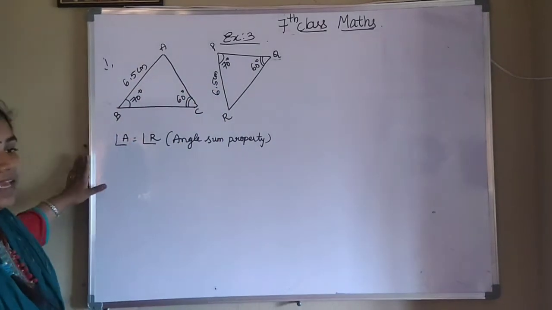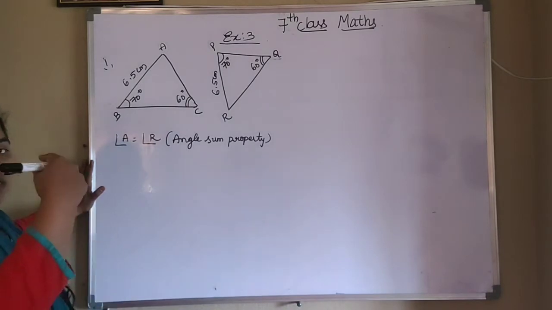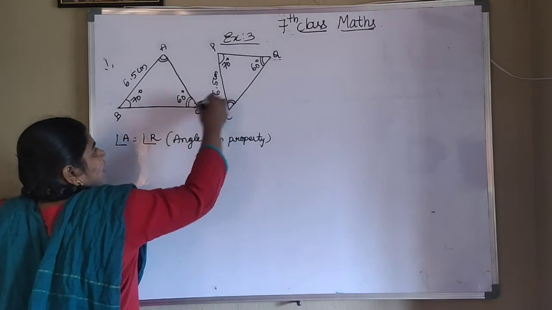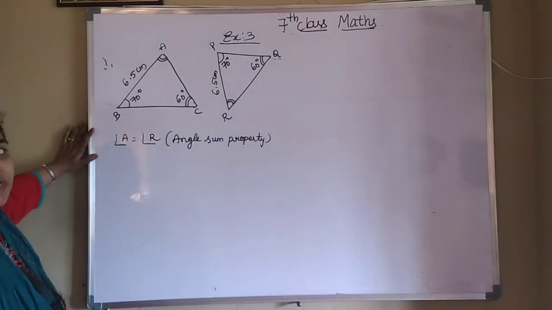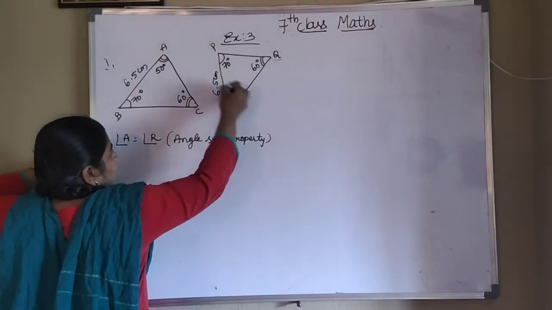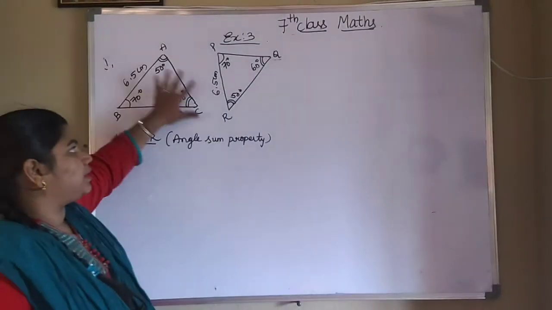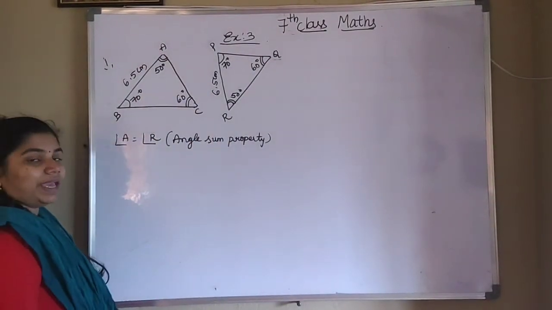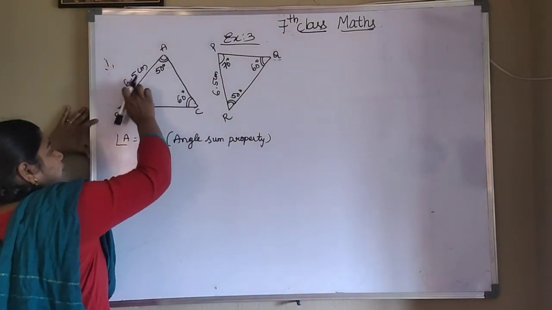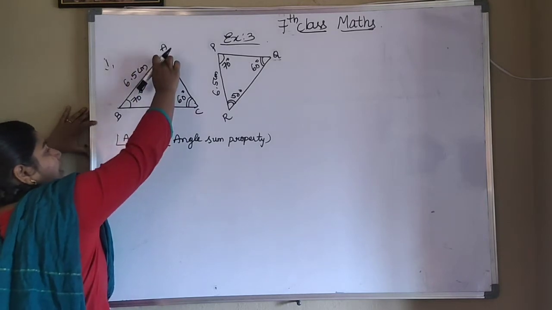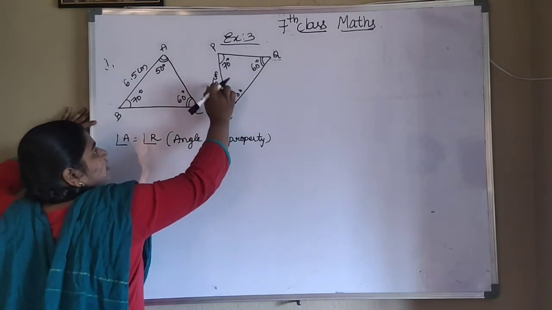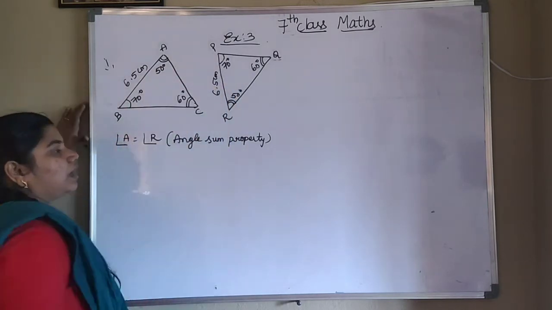And what is ASA? ASA is nothing but angle, side, angle. So this angle we know now. What is the angle here? 60 plus 70 is 130. 130 plus 50 will be equal to 180. So these two angles are 50 degrees. Now by using ASA, angle, side, angle, this side we know. So by using angle, side, angle, you can tell these two triangles are congruent to each other.